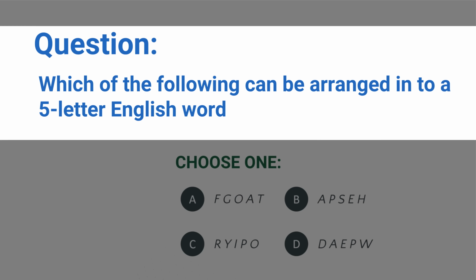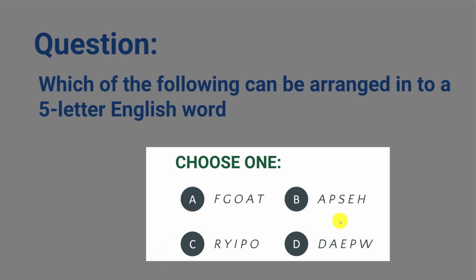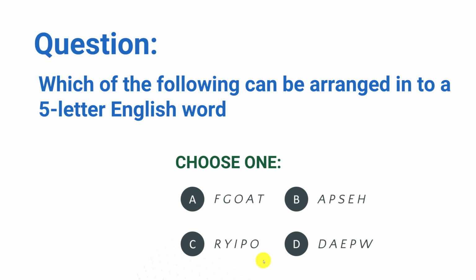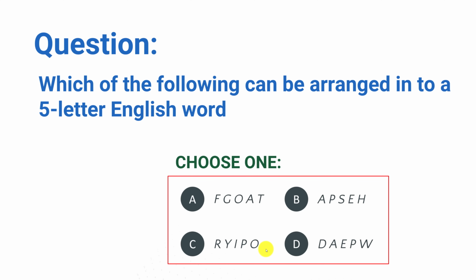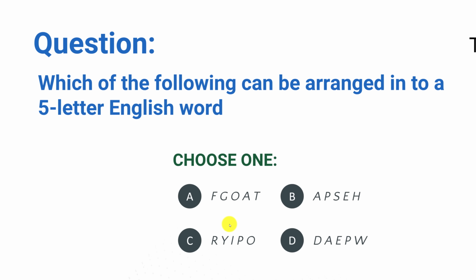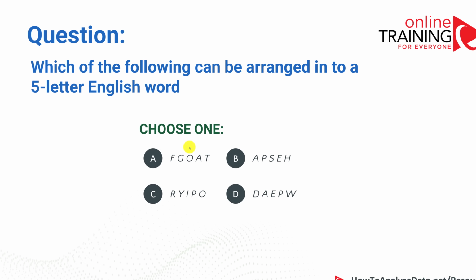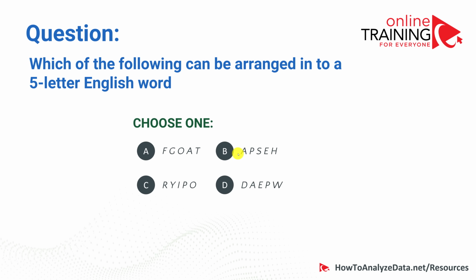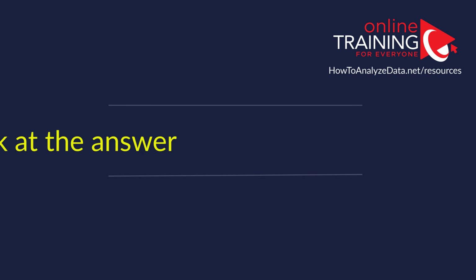So the question: which of the following can be arranged to a 5-letter English word? And there are 4 choices with 5 letters each, and you would need to look at each choice and take a guess which one leads to a specific English word. And obviously nobody gives you the English word, so you would have to take a guess on the word and combine these letters so they will be represented by the specific English word. So which one do you think is the right choice?